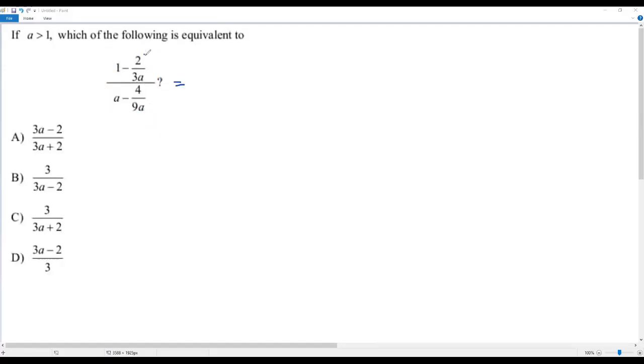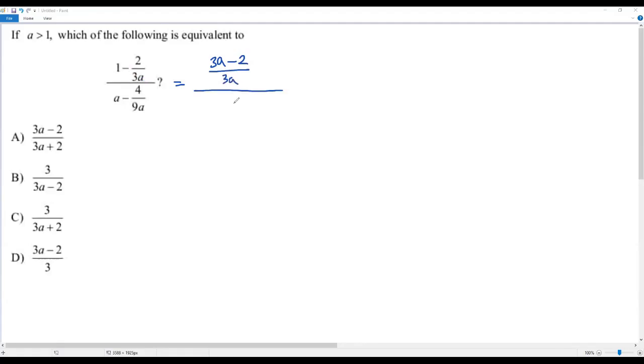Okay, now let me take the given expression as this. Let me simplify the expression we have in the numerator. In the numerator, we have a subtraction between the integer 1 and a fraction. Whenever I want to do addition or subtraction between an integer and a fraction, I have to multiply this integer by the denominator of the fraction. Once I am done with this multiplication, I can take the existing denominator as a common denominator. Now let me multiply this integer 1 by this denominator 3a. 1 times 3a is 3a, and we can take this negative sign and 2. Now we can take this 3a as a common denominator.